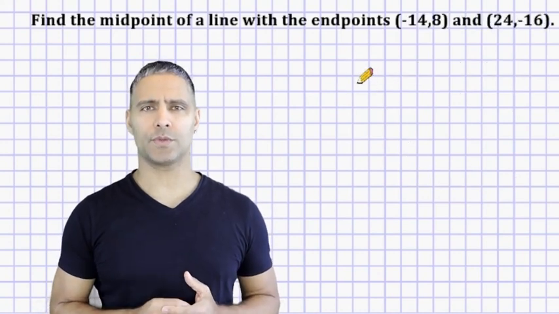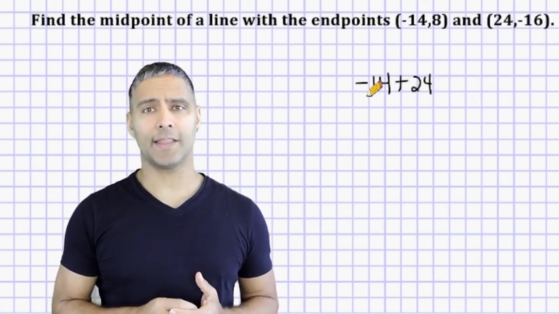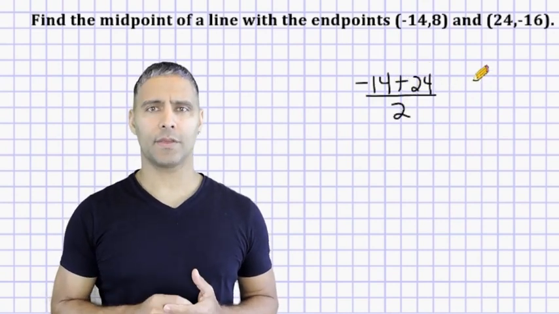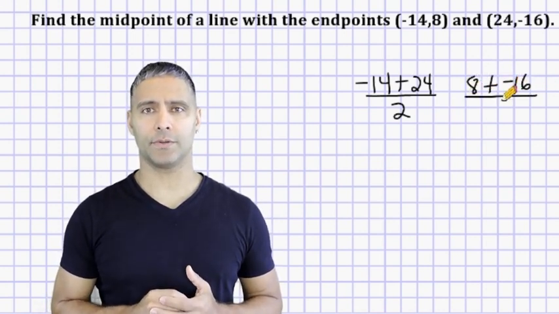So the first x value is -14, and we have to add that to +24, and we have to divide that total by 2. And the y values are +8 and -16. We also have to divide that total by 2.